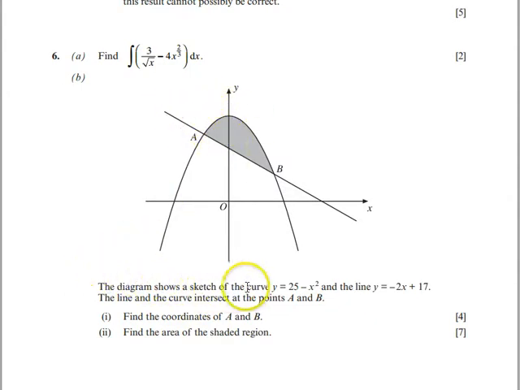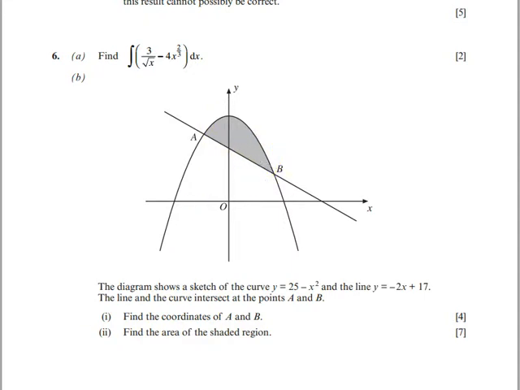We're told the diagram. We've got the sketch of this quadratic, 25 minus x squared. Here's the line y equals 2x plus 17. So the intercept is 17, gradient minus 2, straight line. And the line and the curve intersect at the points A and B. Great. Find the coordinates of A and B. Nice and easy. And find the area of this shaded region here.